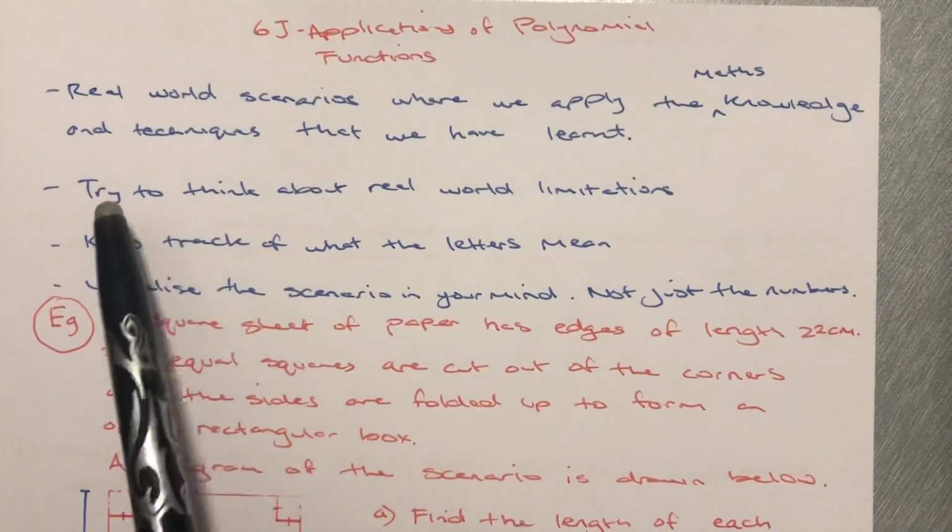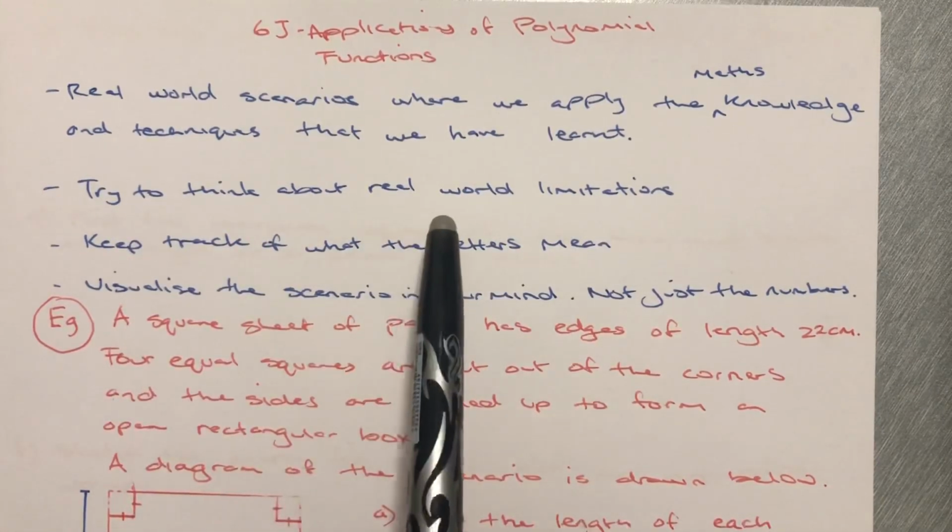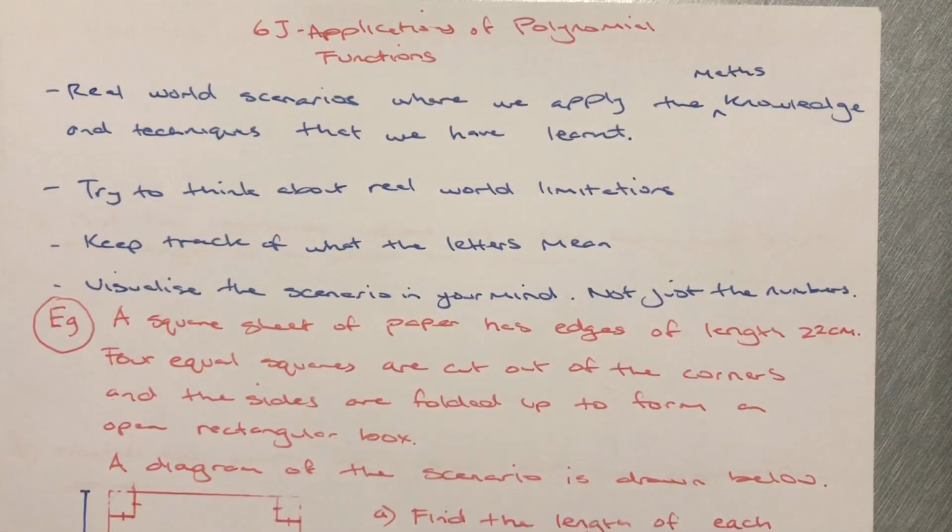Another thing, and we're going to touch on this a little bit more in the specific question, but try to think about real world limitations. A couple of common limitations that you might see might be in terms of measurement. If we're talking about a length of something, we can have a positive length, but you can't have a negative length. I'm going to touch on that a little bit later and you'll hopefully see what I mean. The same thing with other measurements. For example, weight, you're not going to have negative weight, you're not going to have negative volume, etc.